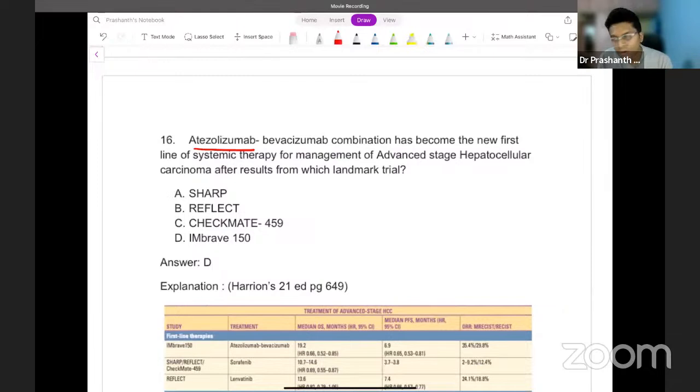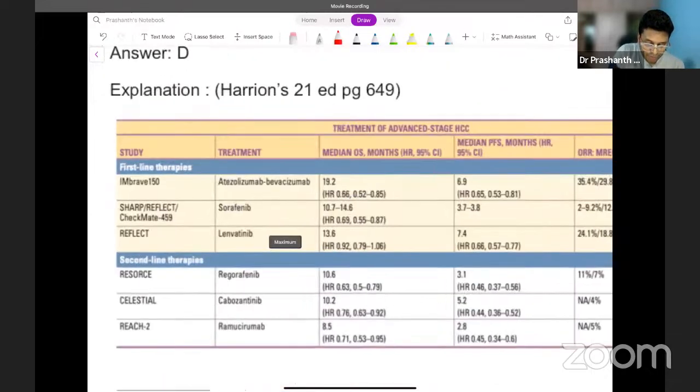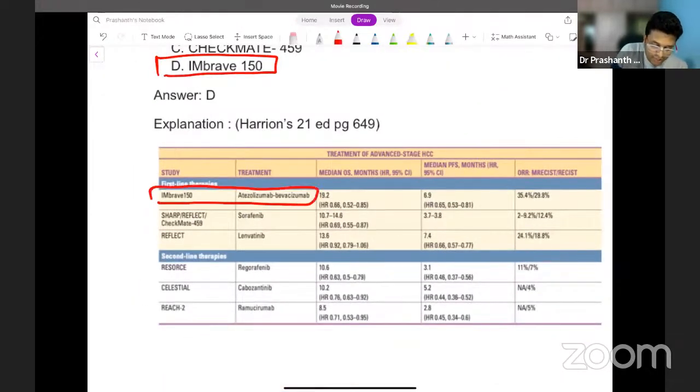See, sometimes trial questions do occur in gastroenterology, and this is one of the few topics where trials can be asked. And what you should know is, because it's a first-line drug, obviously, the IMbrave150 trial is the one on the basis of which you have this new first-line therapy. Apart from this, the next in line are sorafenib and lenvatinib, respectively. You have the SHARP trial, REFLECT trial, and for regorafenib, you have the RESORCE trial, cabozantinib, you have the CELESTIAL trial, and ramucirumab, you have the REACH-2 trial. You can just write this down and try to revise them in your free time.